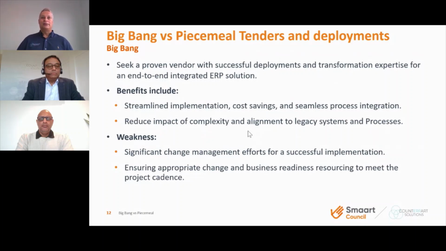It can reduce the impact of the complexity, because it can get very complex to plug up multiple solutions to deliver that stitched end-to-end workflow that I talked about before. And you also need to align those solutions to the legacy system, so it removes a lot of that complexity.